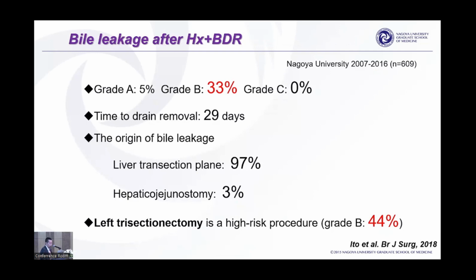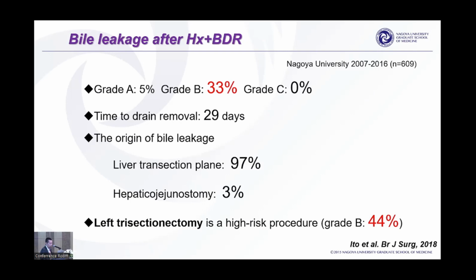We previously reported bile leakage after hepatobiliary resection in detail. According to the ISGLS definition, grade A was found in 5%, grade B in 33%. No patients had grade C. In other words, all patients were treated by non-surgical intervention. A median time to drain removal was 29 days.